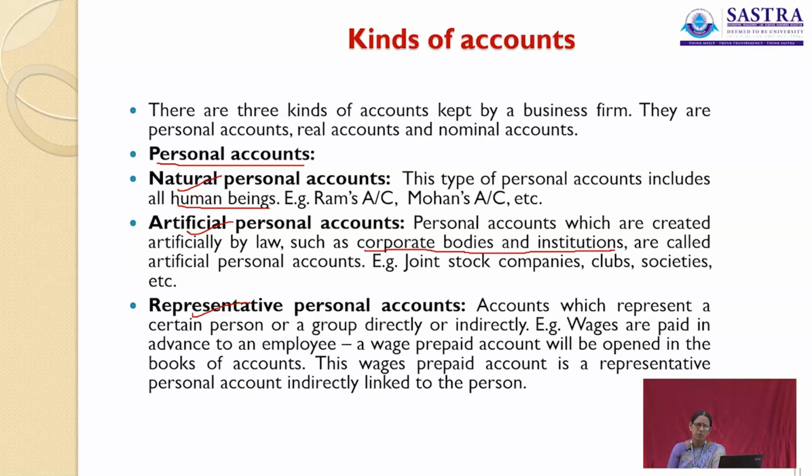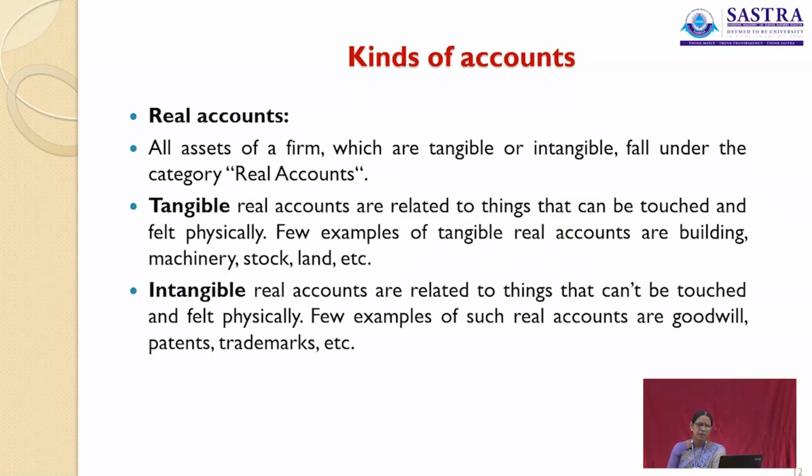So all these things are called artificial personal accounts. Then representative personal accounts. So all these representative personal accounts take into account the outstanding expenses, outstanding incomes, incomes received in advance and prepaid expenses. Next come the real accounts. The real accounts may be tangible and intangible.